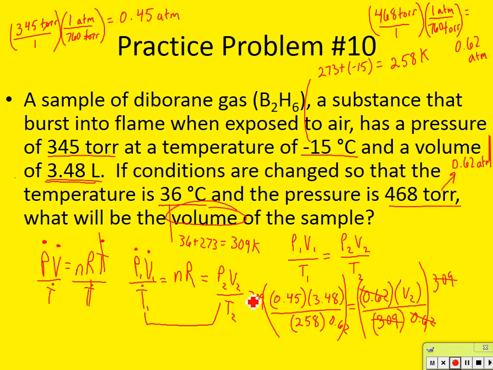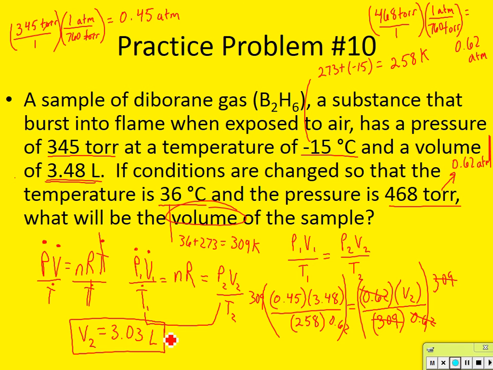So 309 times 0.45 times 3.48. And then take that answer and divide it by 258. And then divide that answer by 0.62. Okay, I'm getting that the final volume, V2, is equal to 3.03, if you round it. And what are the units? Liters. Did anyone else get that? Yes, I did. Okay, good.